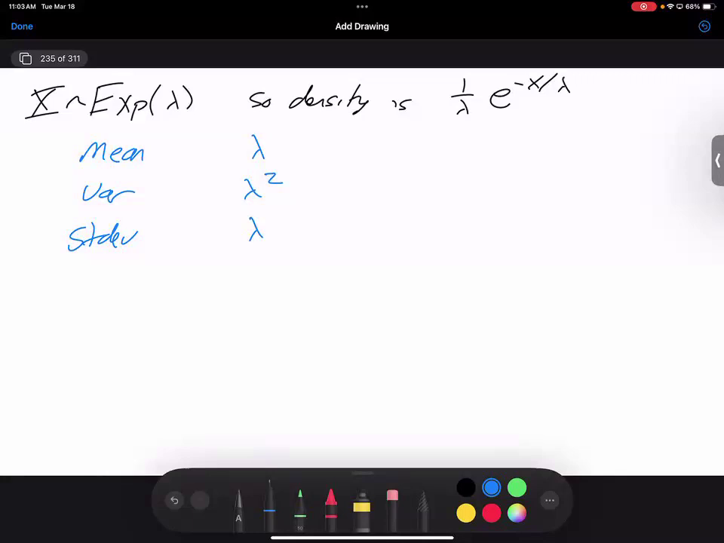So the standard deviation should have the same units as the mean. The variance should have the square of the units. Units work. If this is meters, this is meters squared, this is meters. Units work. It's a little bit interesting that the exponential, that the standard deviation is the same as the mean.